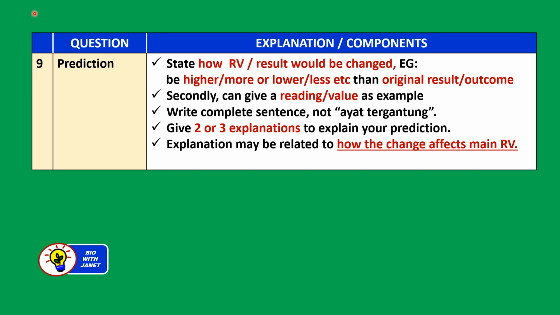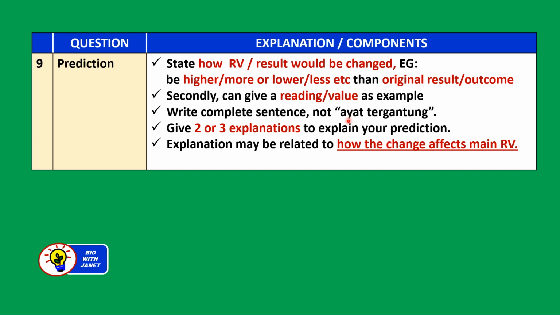You're supposed to predict the outcome or the results of the experiment if something were to change, right? So if something were to change, then you're asked to predict, then you must state how the RV or result would be changed. For example, it may become higher or lower or more or less than the original result or outcome. Secondly, you can suggest a reading or value as an example, okay, a specific value. We'll look at some examples afterwards.